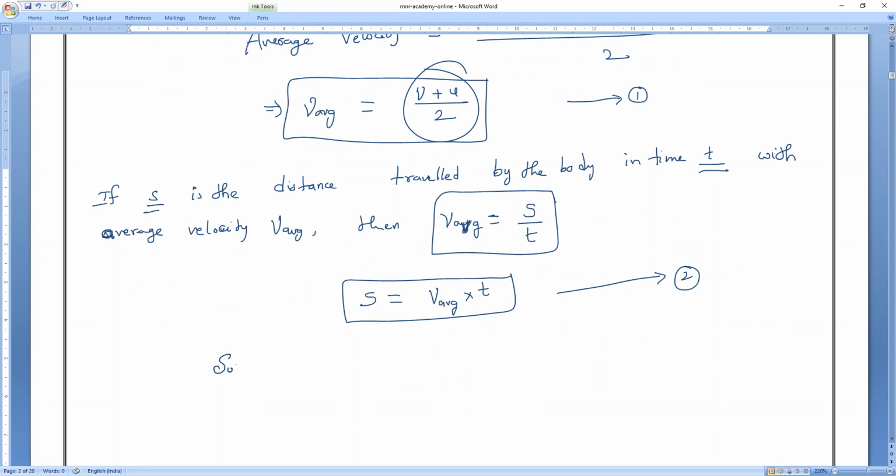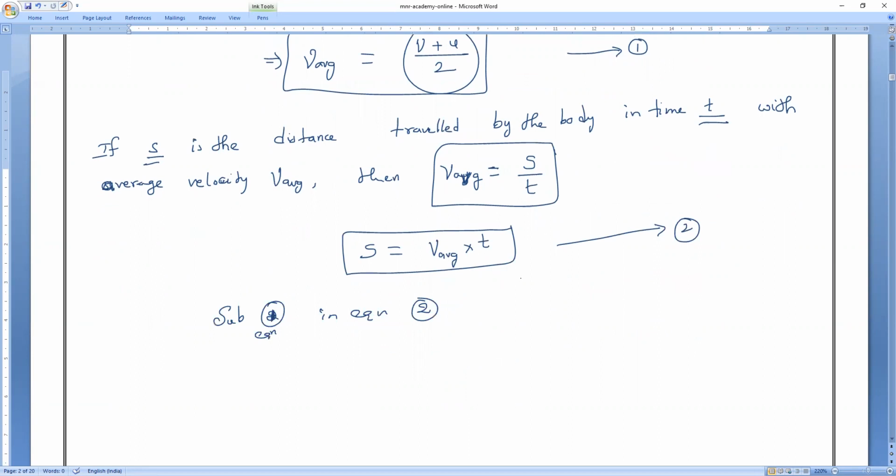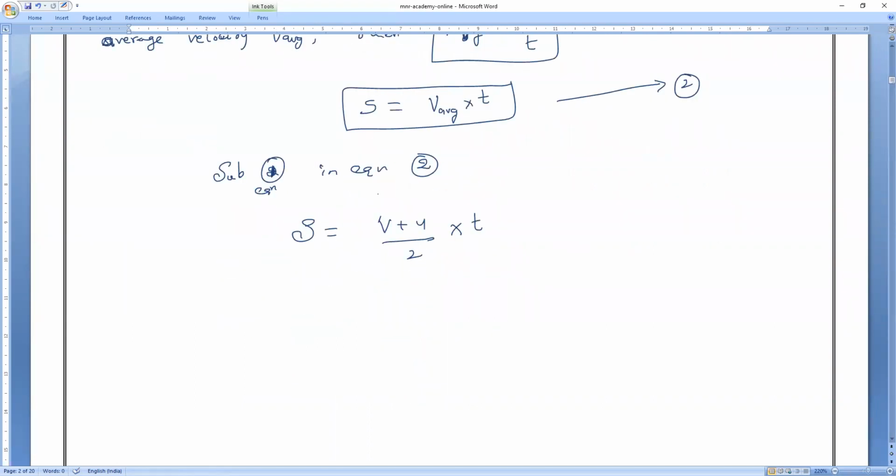Now substitute equation 1 in equation 2. What will happen, guys? In place of V average, what can I write? Who will say first? S is equal to (U plus V) by 2 into time, plus U by 2 into time. Is it right, all of you? Any doubt, anybody? No, sir. Okay. Now let me take this as equation number 3.